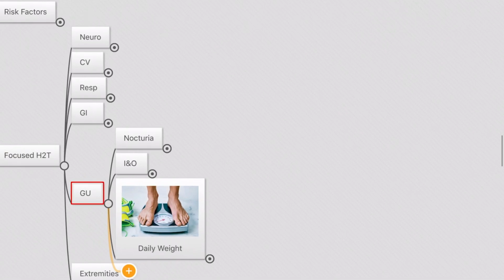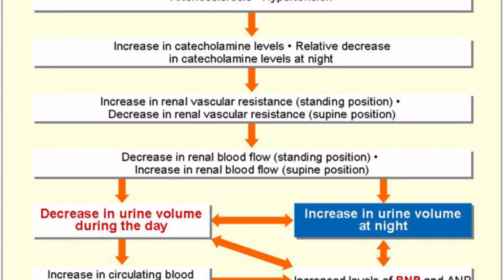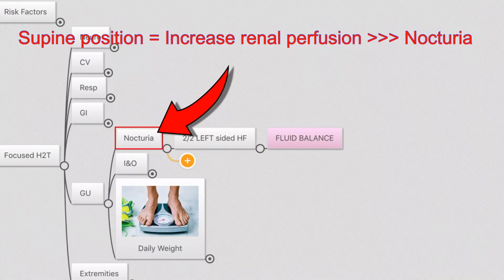GU, you want to assess for any nocturia. So nocturia will be waking up in the middle of the night to void. And that is mostly due to left-sided heart failure, because if you have decreased perfusion from the left side of the heart, you're not going to be able to urinate when you are standing up or sitting up. But when you're lying flat, that's when the perfusion increases. So that is usually because of left-sided heart failure. And again, with nocturia, think about the concept of fluid balance.